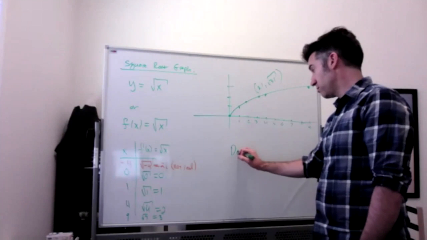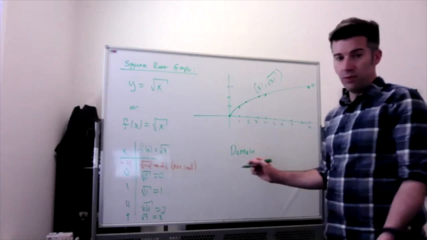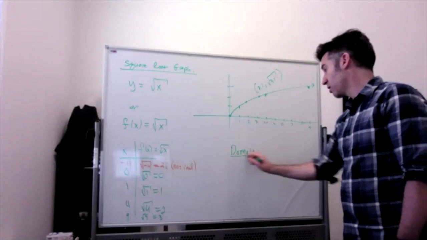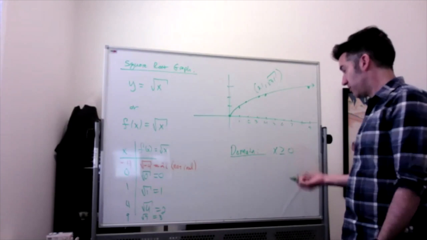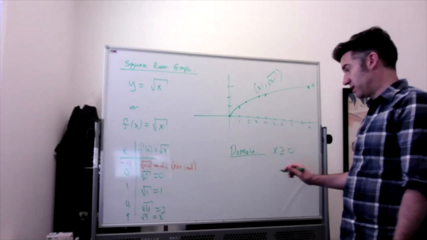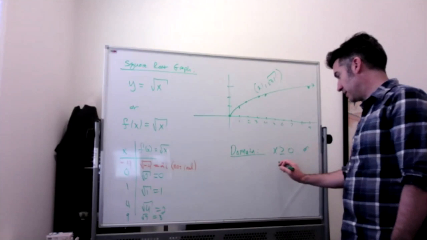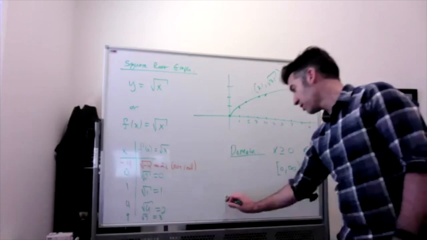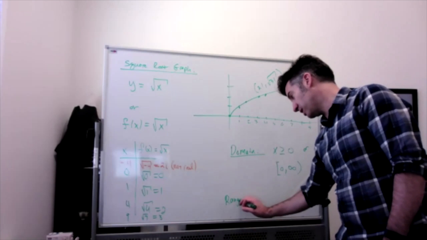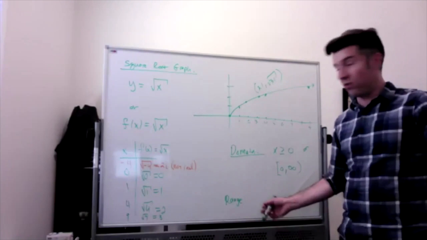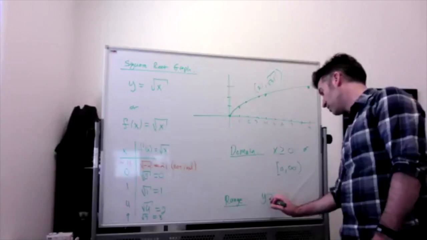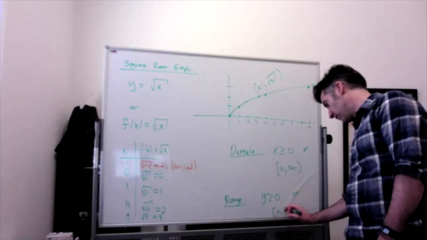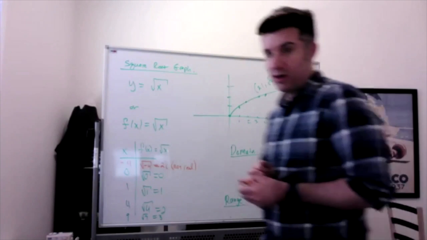The domain, which is all the possible x values for the function here, is all the x's that are greater than or equal to 0. You could also write this in set notation as everything from 0 with a bracket to infinity with parentheses. The range in this particular function is actually the same. The range, though, is all the y values, and the y values also have to be greater than or equal to 0, which you could write as bracket 0 to infinity. So that's your square root function.